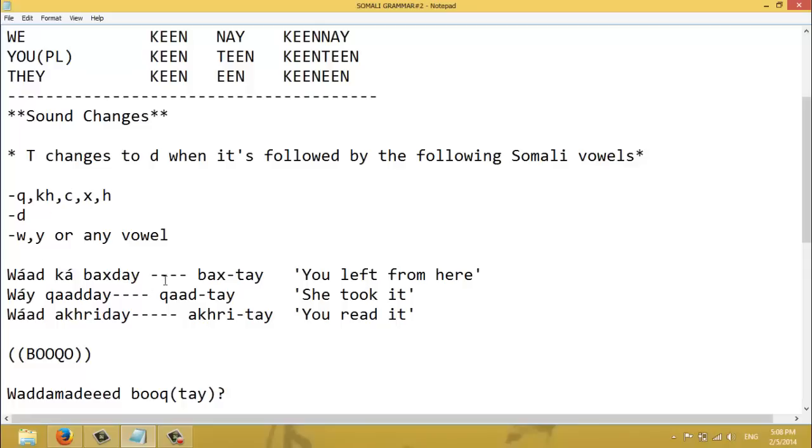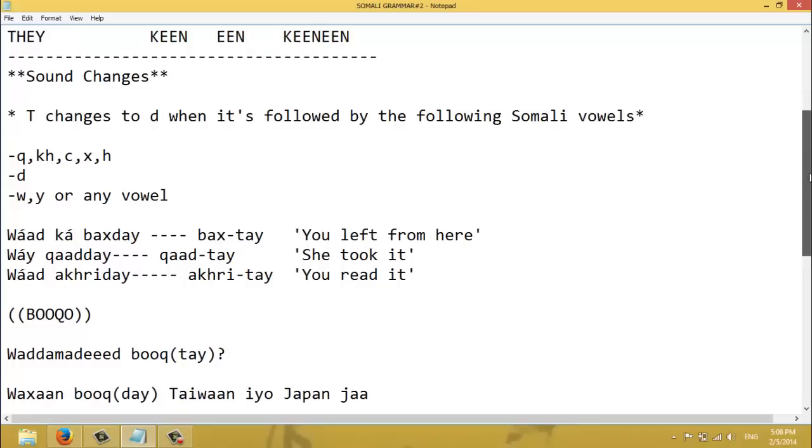All right. Now here are some examples, and again these are from the Colloquial Somali book. So, wad ka bahday. We're focusing on this here because this is where the change occurs. Bahtay, you left from here. So it went from bahtay to bahday. Why? Because it followed the guttural sound. And then wad, that is referring to you.